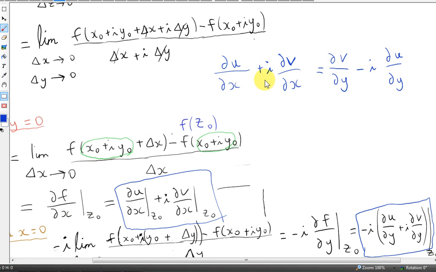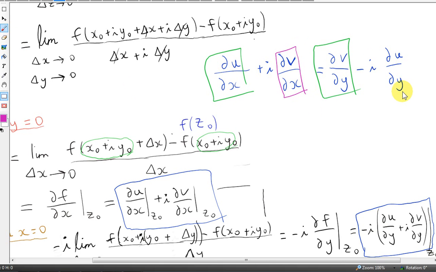So these are two complex numbers that involve taking the partial derivative of u and v with respect to x and y, and then evaluating at a point that the function is differentiable at. So I won't show that notation. We know u and v are functions of x and y. So anyway, we get these two complex numbers, and the only way two complex numbers can be equal is if the real parts are equal and if the imaginary parts are equal.